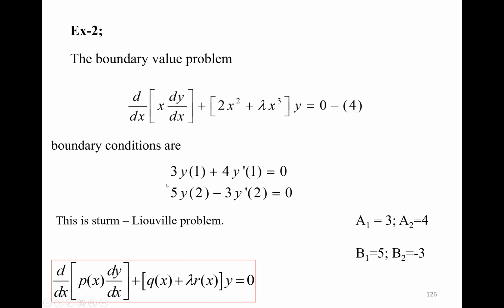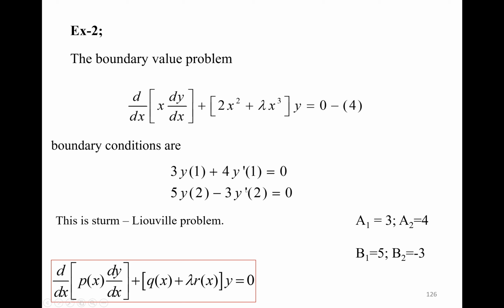And example 2 is another boundary value problem: d/dx of (x dy/dx) plus (2x squared plus lambda x cubed) times y equals 0. So this is equation 4. What are the boundary conditions? They are 3y of 1 plus 4 times y prime of 1 equals 0, and 5y of 2 minus 3y prime of 2 equals 0. So these are all the boundary conditions.